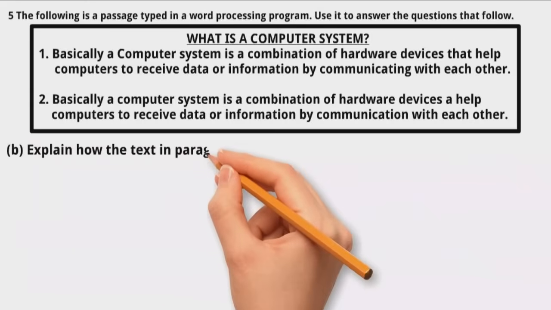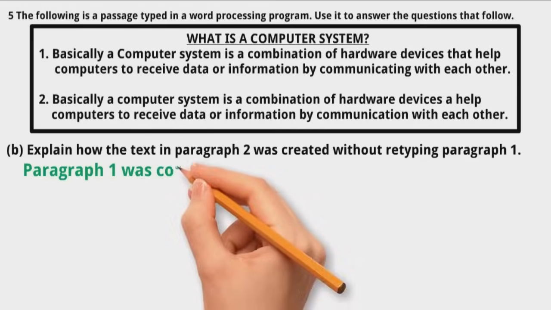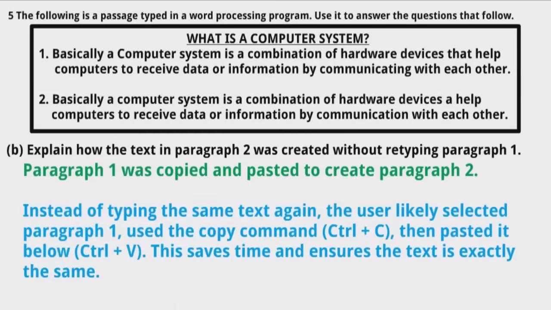Now let's go to question 5B. Explain how the text in paragraph 2 was created without retyping paragraph 1. Paragraph 1 was copied and pasted to create paragraph 2. Instead of typing the same text again, the user likely selected paragraph 1, used the copy command, Ctrl+C, then pasted it below, Ctrl+V. This saves time and ensures the text is exactly the same.